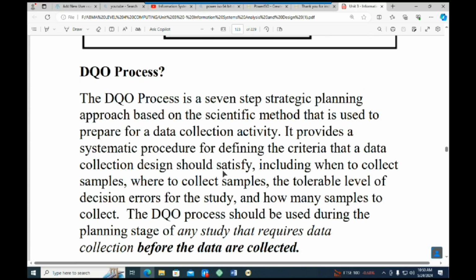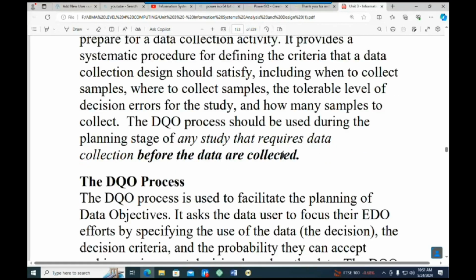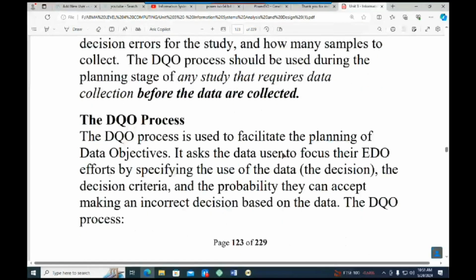So the data quality objective process is made up of 7 strategic planning approaches that are actually based on scientific methods that scientists use to prepare for a data collection activity. So it has 7 processes. That is what I said, strategic processes.